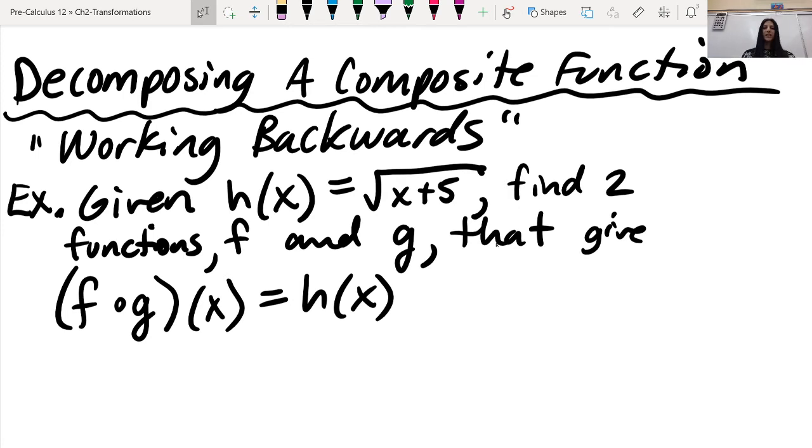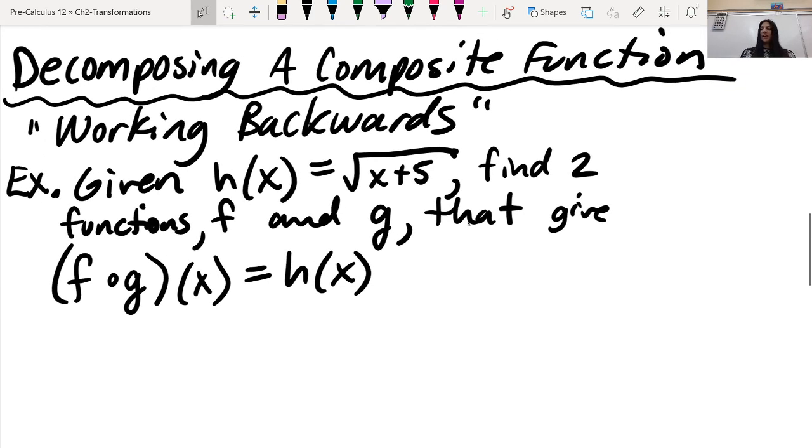So decomposing a composite function is exactly what it sounds like. We were working backwards. So given h of x equals root x plus 5, find two functions f and g that give f of g of x equals h of x. So again, if you need to pause, I would pause. I would try this on your own because I haven't shown you yet, but this is a good application of what we did because you don't really need me to walk you through it. You can think your way through this based on what we just went through.